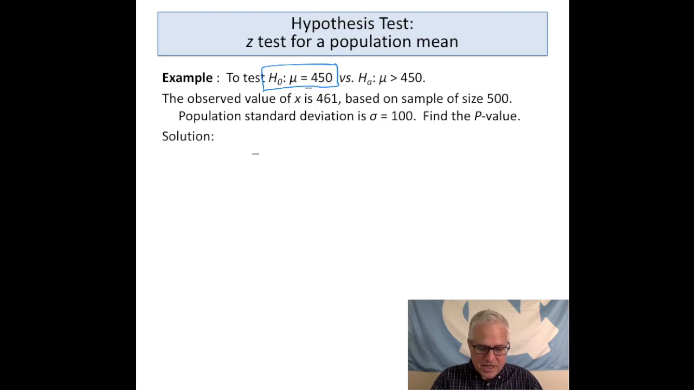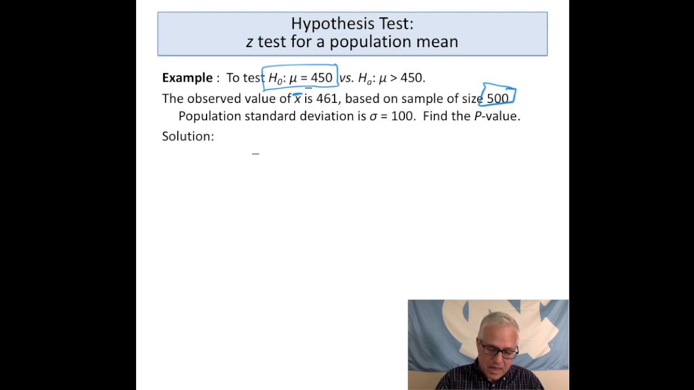And when I translated this into the presentation software, the X bar got messed up. I think that happened last time I did this as well. But I didn't notice this time until I was in the middle of the lecture. So that should be the observed value of X bar. So we have a sample of 500. The observed average for that 500 is 461. We have a population standard deviation of 100. And we want to find the p-value. I want to find the probability that a difference this large could have occurred by accident.